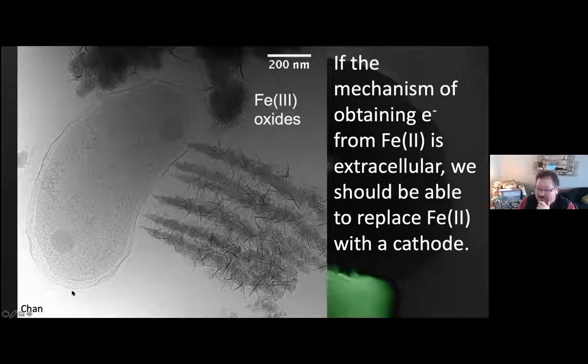You can see here there's a little flagellum right here. So these guys are still motile as well. And so that's another thing that we can chat about.